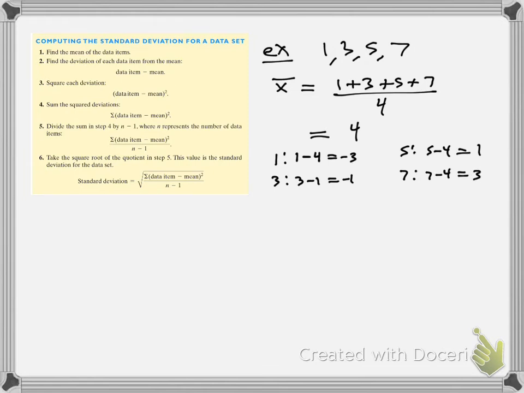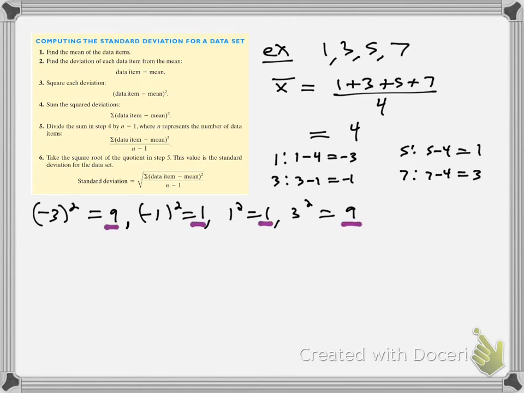Now it says to square each of these, square each deviation. So that would be negative 3 squared, which is 9. And then negative 1 squared, which is 1. Then 1 squared, which is 1, and then 3 squared, which is 9. Okay? So now I'm going to focus on these 4 things right here.